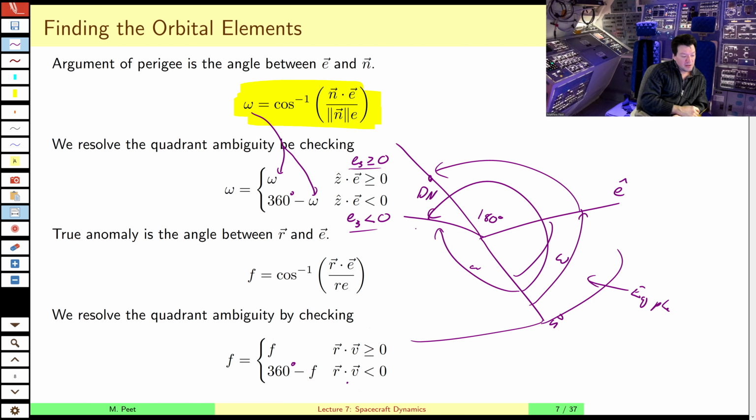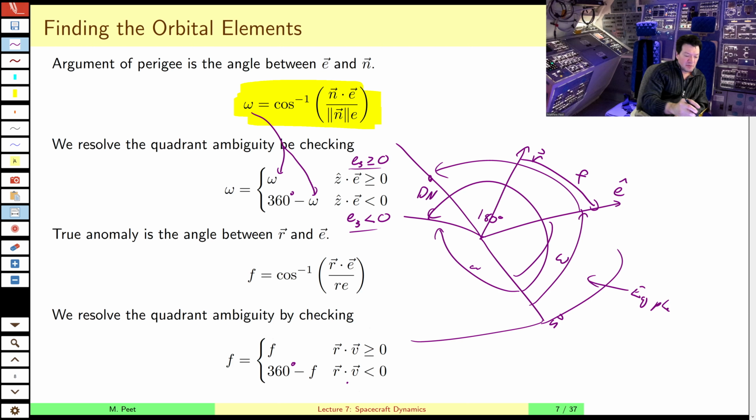Finally, true anomaly. True anomaly, of course, represents the angle that the position vector makes with the eccentricity vector. That's true anomaly right there.